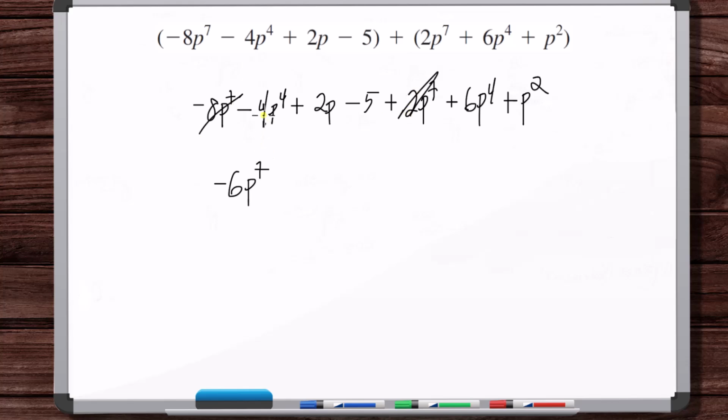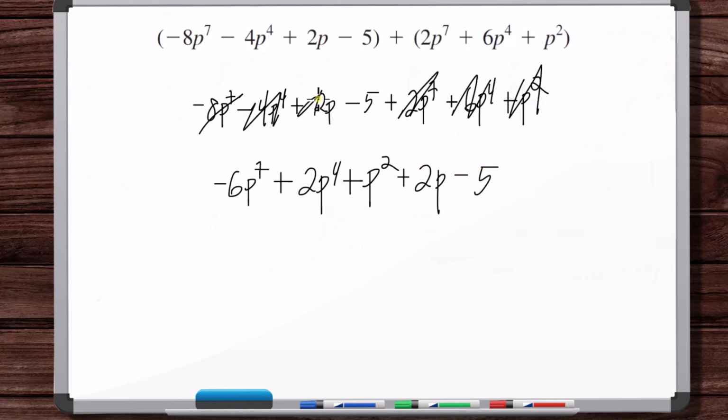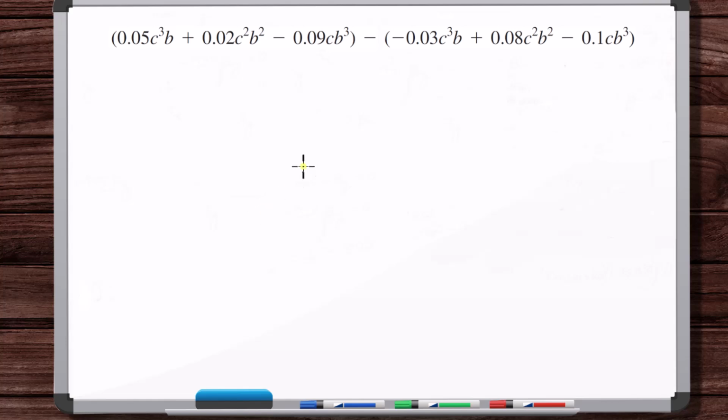Let's see, we've got these p to the 4ths. So minus 4 plus 6 is plus 2. Okay. Let's see, we've got a p squared on its own. Let's put it in descending order, like a polynomial in descending order. Okay, now we've got plus 2p and we've got minus 5. Okay, let's subtract these two polynomials here.